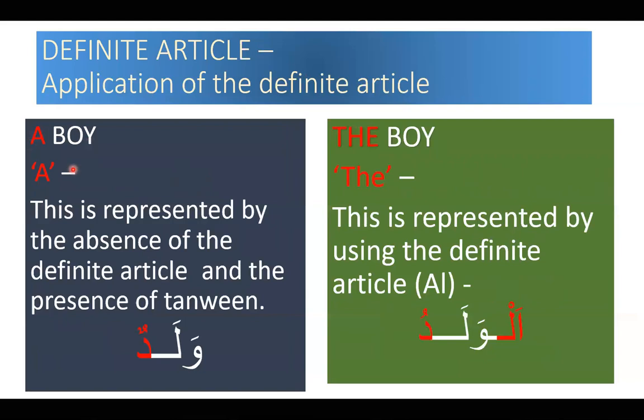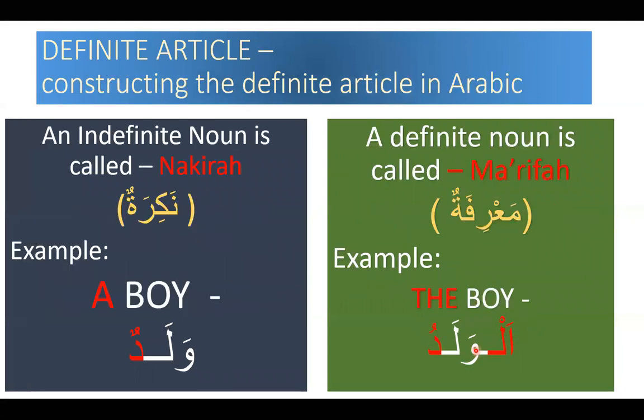We have a boy, which is usually expressed by the word having the tanween dhamma at the ending. This is represented by the absence of the definite article and the presence of tanween. So we'll say waladun, a boy, any boy. The meaning of the is represented by using the definite article al. We did this in the Professor Abdurrahim book. Al waladu, the boy. Notice that when al comes, what happens to the tanween? It goes away.